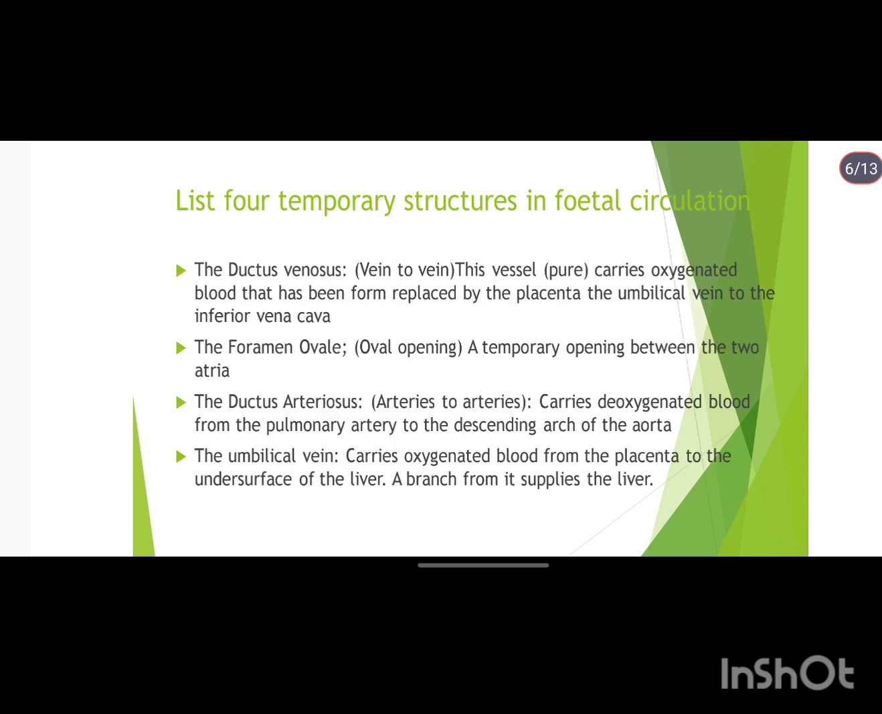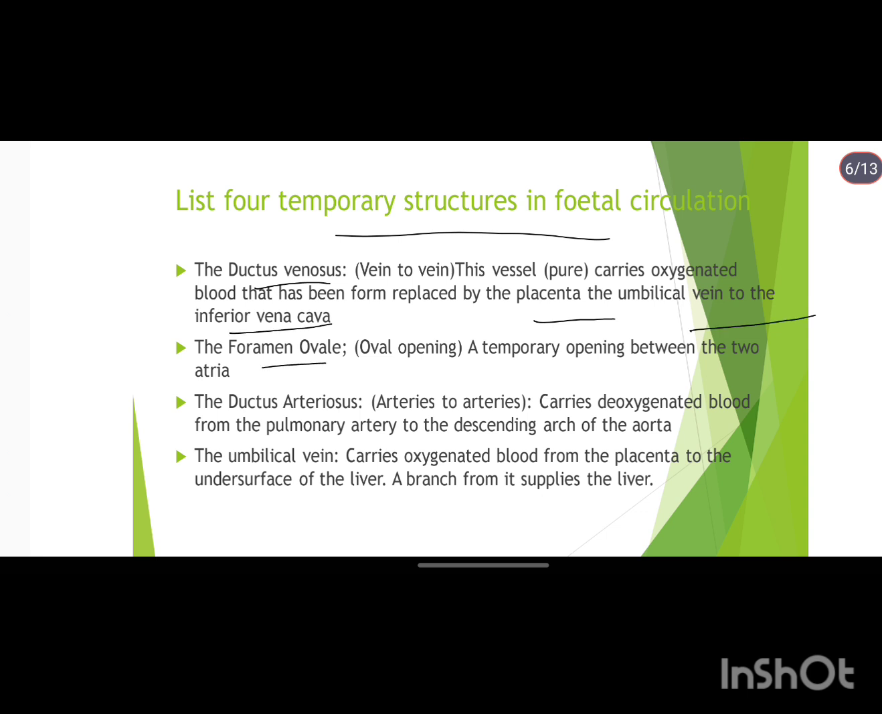The next question is list 4 temporary structures in fetal circulation. So they've asked the temporary structures in fetal circulation. So these are the temporary structures. The first one is the ductus venosus. It's a vein to vein connection. This vessel usually carries oxygenated blood from the placenta, the umbilical vein, to the inferior vena cava.